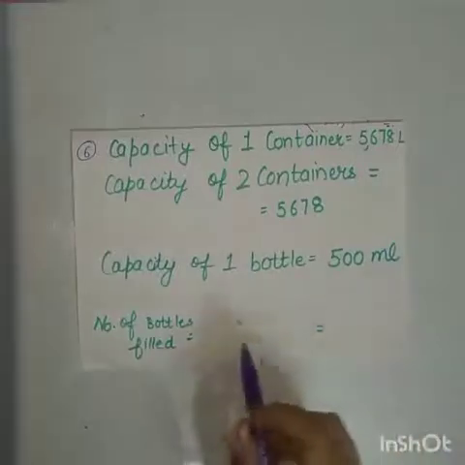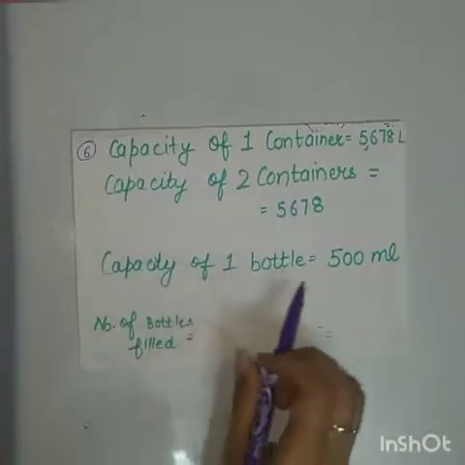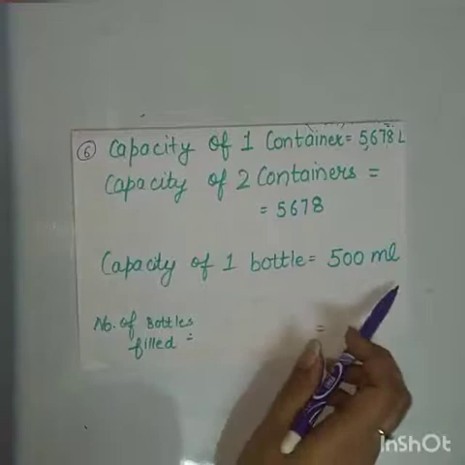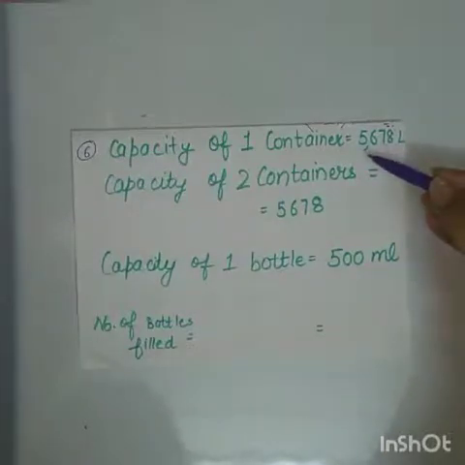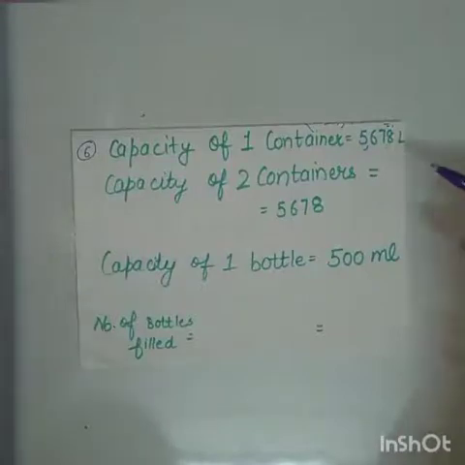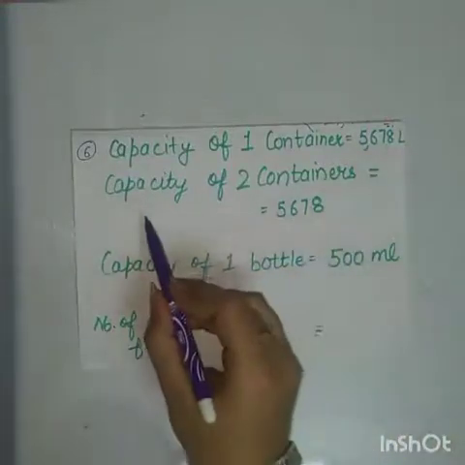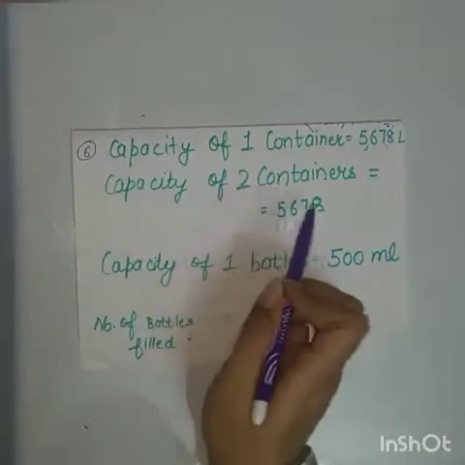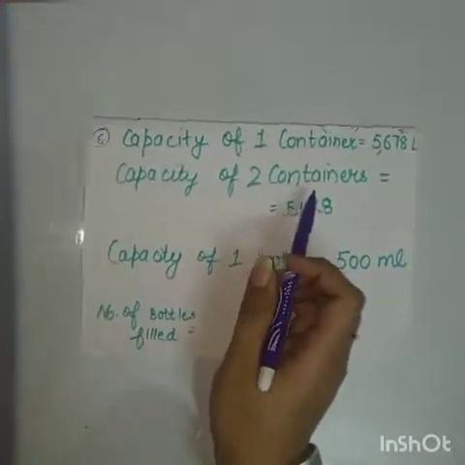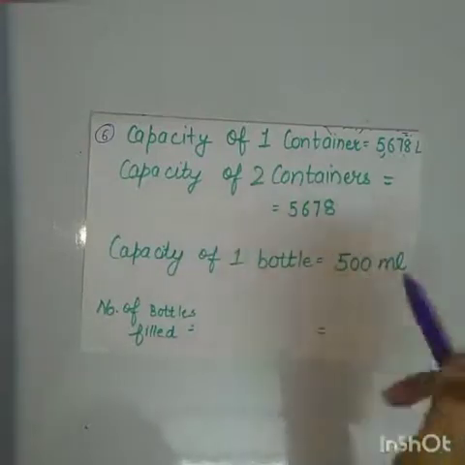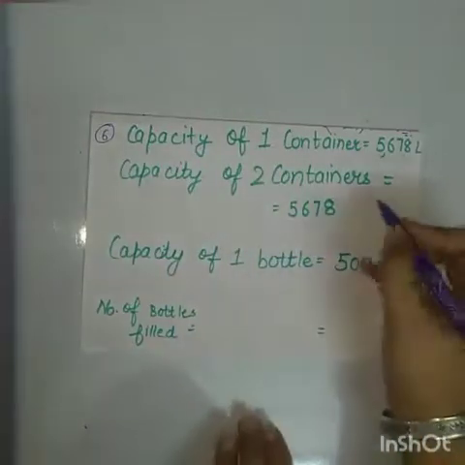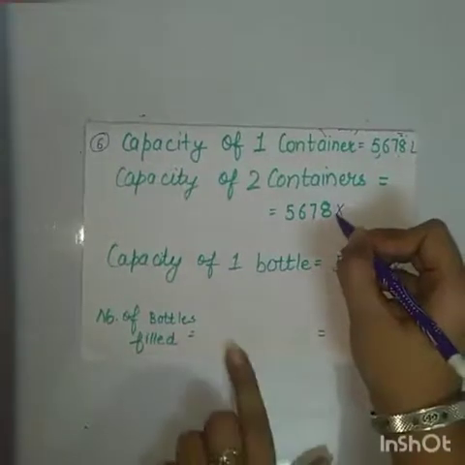In a juice factory, how many 500 ml small bottles can be filled from 2 containers if the capacity of each container is 5678 liter? To understand this question, let us first calculate the capacity of 2 containers. If the capacity of one container is this, and you have to find out the capacity of 2 containers, which operation will be used? That is multiplication.